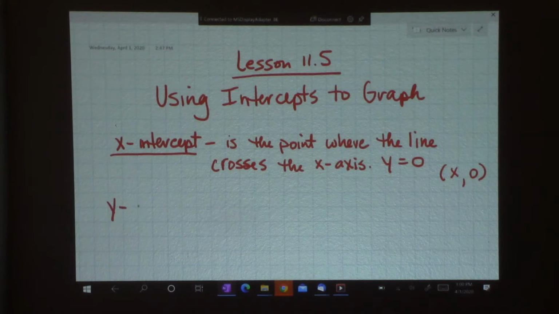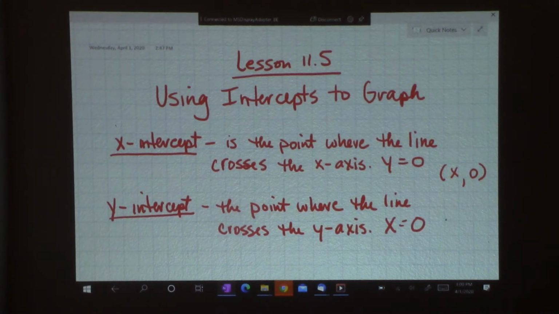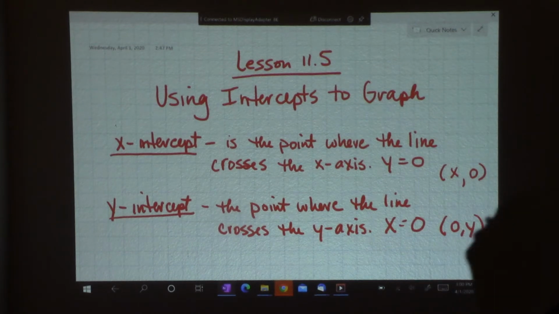All right, now you can guess then what the y-intercept is. It's the opposite of that, and that is the point where the line crosses the y-axis. And here, x is 0. So when we're looking at a point, we'll have 0 for x and some number for y. And that's how we know what they look like.